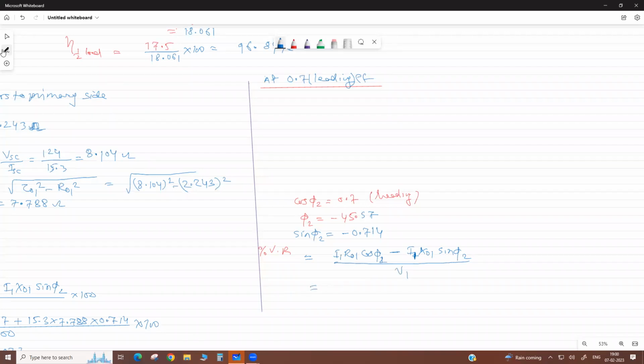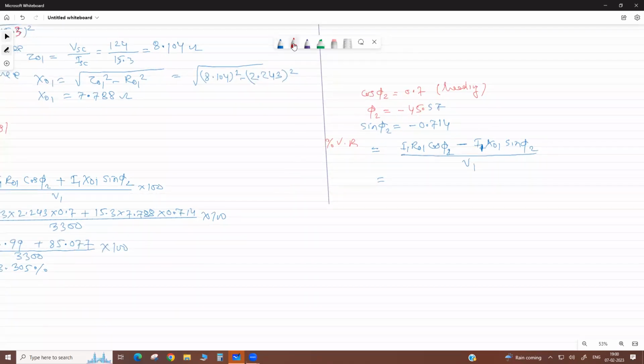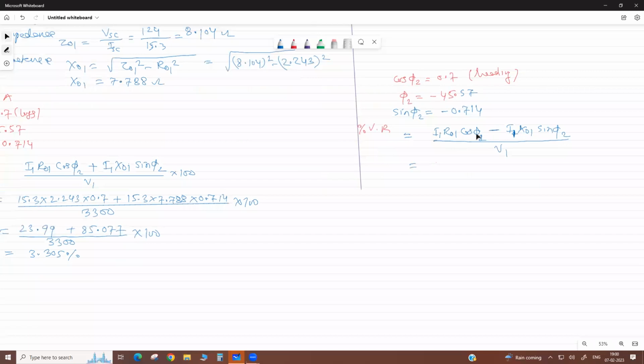Here you already calculated these things. Hello, these values are the same, only the sign is negative. So you can write the same values here. Only this sign is negative here. So it is 23.99 minus 85.77 divided by 3300, and for the percentage you have to multiply with 100.